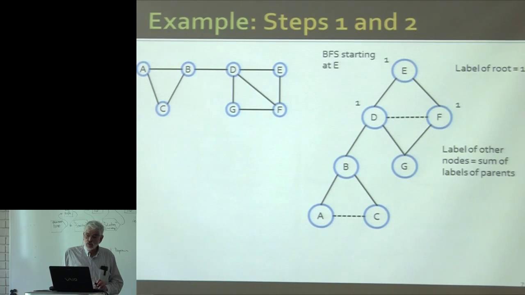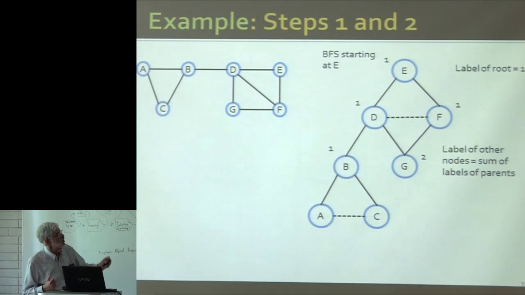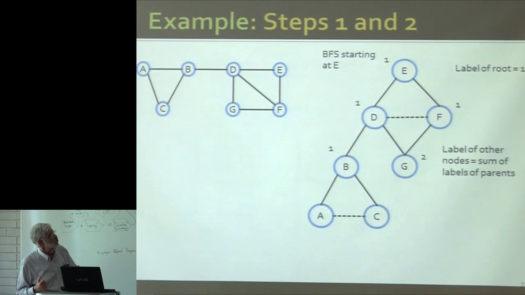To D and F, again, to any node, the number of shortest paths from E to that node is the sum of the number of shortest paths from E to the parents of that node. So the only place where this becomes interesting is in G, where it has 2 parents in the breadth first presentation, D and F. So you sum the 1 and the 1, and that gives you 2.